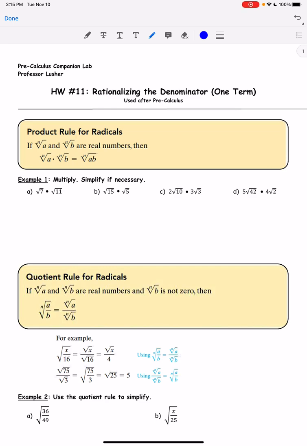Hello everyone, welcome to homework 11. In this lesson we're going to be rationalizing the denominator. This lesson is going to be with one term, and then the next lesson will be with two terms.